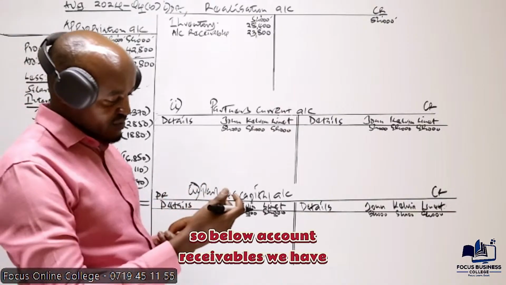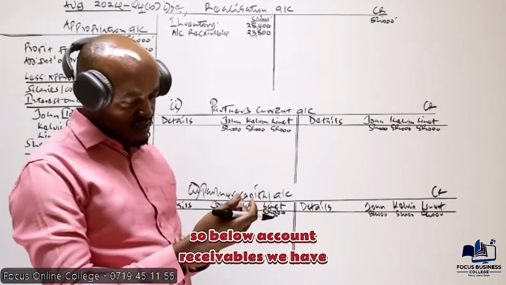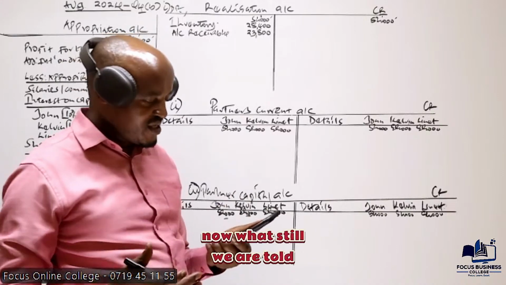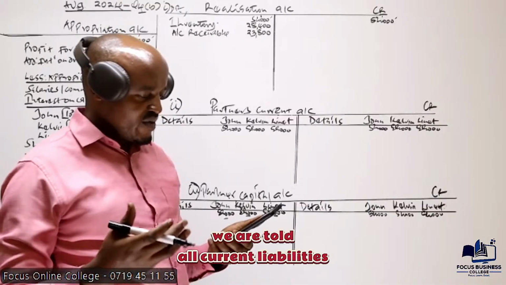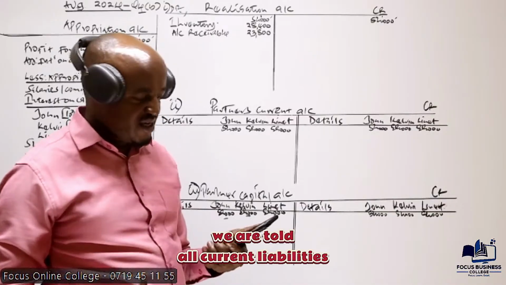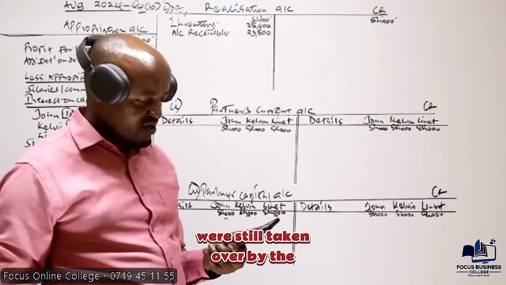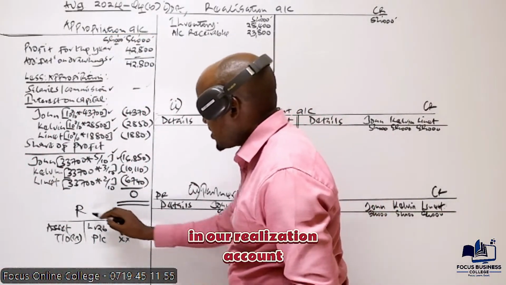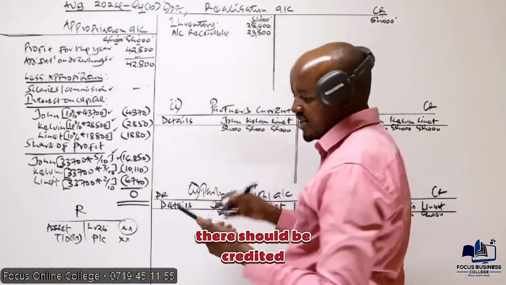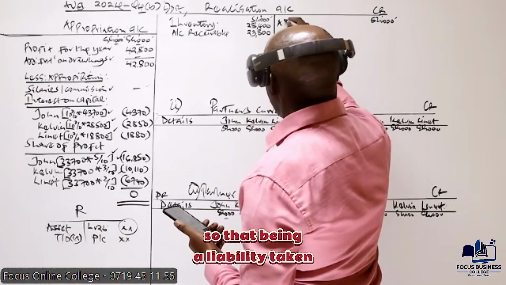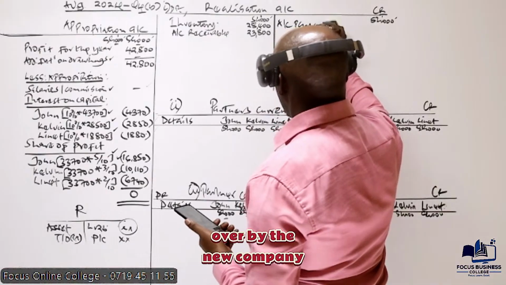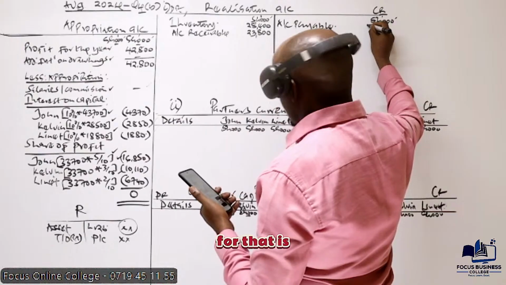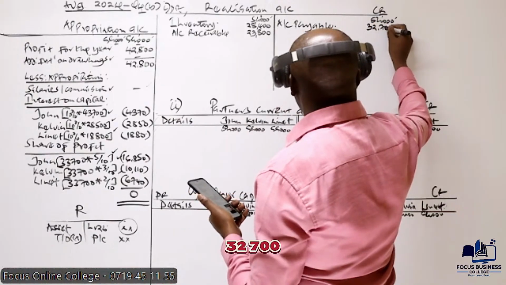So below account receivables, we have account payable. Account payable is a liability. Now, what are we told in note number 4? We are told all current liabilities were taken over by the new company. So the liabilities which are taken over by the new company, in our realization account, should be credited. So that being a liability taken over by the new company, we credit it here. The carrying amount for that is 32,700.